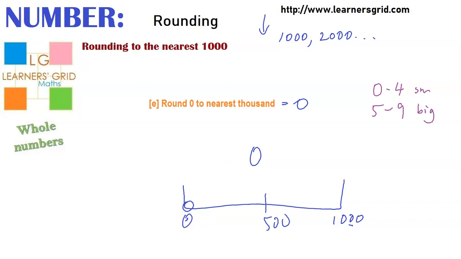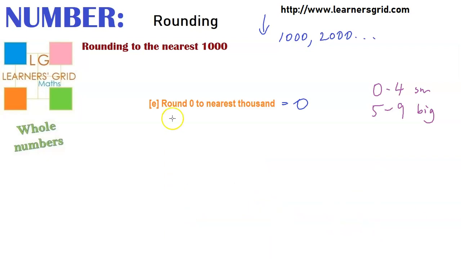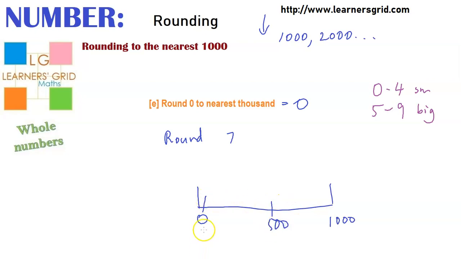If we had something a little bit similar, but not 0, let me do another one. Round, let's say, 7 to the nearest 1,000. Again, same kind of deal. You've got 0, you've got 1,000, you've got 500 here. 7 is way down here, right next to 0. So that would also round to 0 to the nearest 1,000. There are no thousands, 0 thousands. That's how you do it. All done.